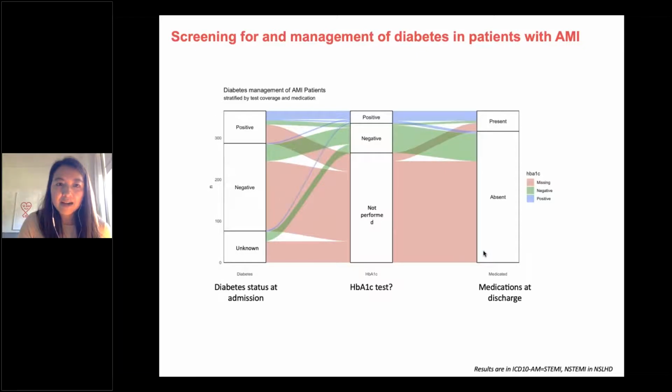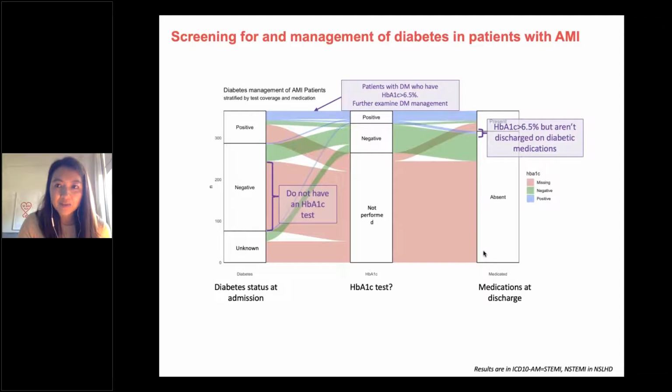And then we stumble upon quite a lot of findings serendipitously as we're doing this work. For instance, one of the endocrinologists was interested in the screening and management of diabetes in patients with AMI. What you can see here is a river plot where we looked at diabetes status at admission, defined using HbA1c or medications. We can see the proportion of patients presenting with an acute myocardial infarction.